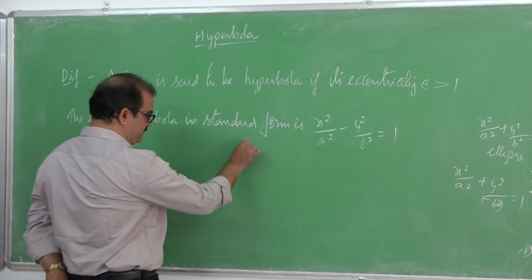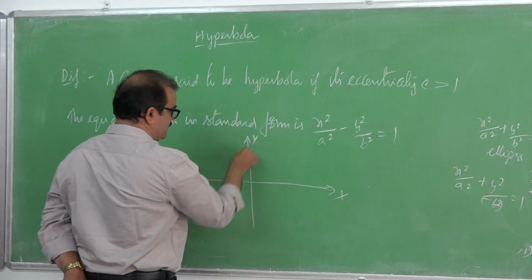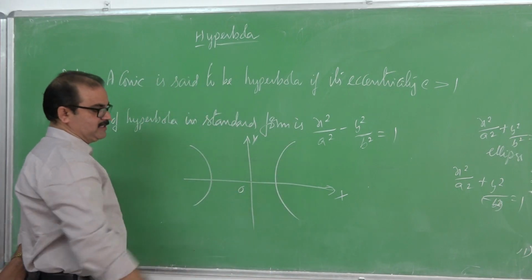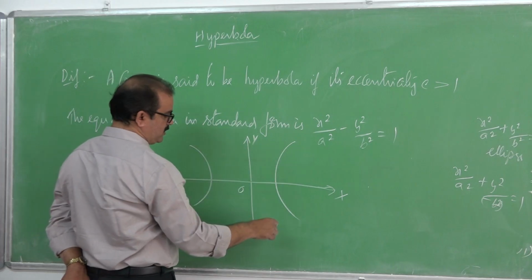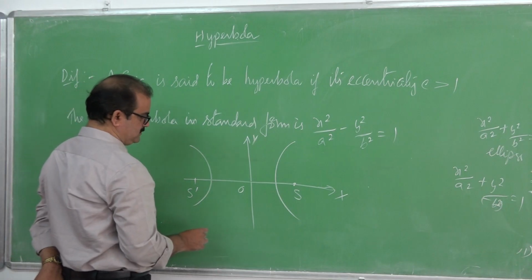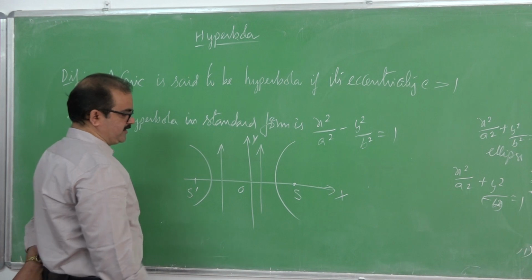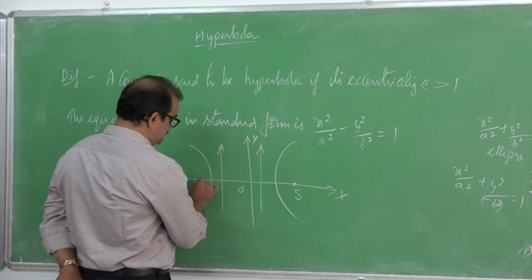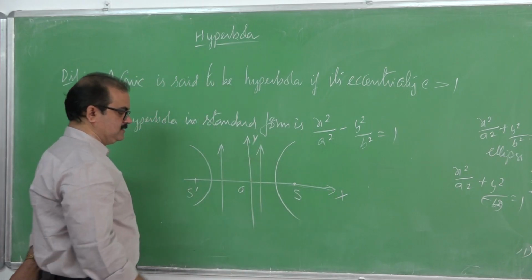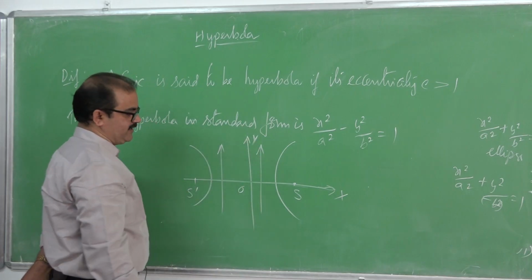Now, the shape of this hyperbola is in this way. Let it be x-axis and it is y-axis, origin. This is the shape of the hyperbola. Here also hyperbola has two foci, S, S dash, and two directrices. These are called directrices. This is called transverse axis. This is called conjugate axis. X-axis is called transverse axis, y-axis is called conjugate axis.